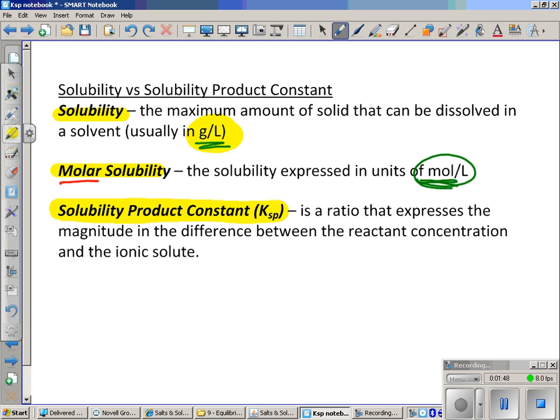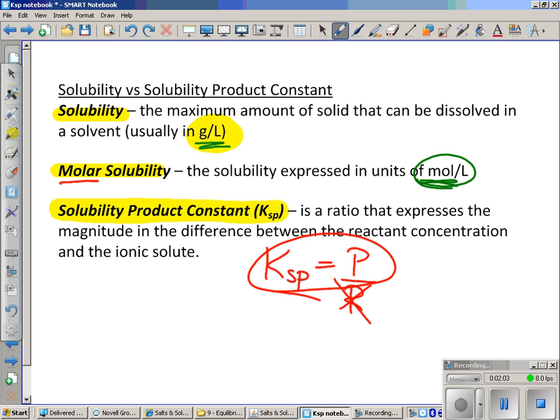It's the ratio of the difference between the reactant concentration and how much actual ion solute dissolves. So again, you already know that, right? Your KSP is always your products over your reactants. Well, the only reactant you have is a solid, so KSP is just going to be based on how much ion actually forms. So let's get into looking a little bit more at those two terms.